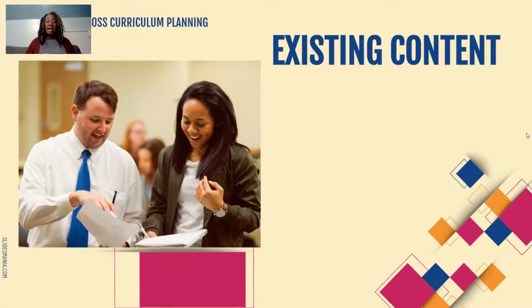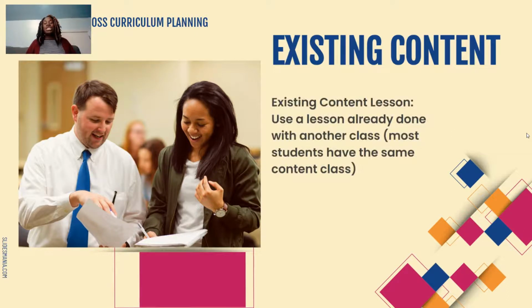All right, the next example of cross-curriculum planning is existing content. Existing content is using a lesson that was already done with another class. So you're not technically collaborating with that teacher, but you're using work that they've done with their students that you have in that class. So most of my students have the same subject teacher, or at least they're on the same project for the most part. If not, I can still use it.